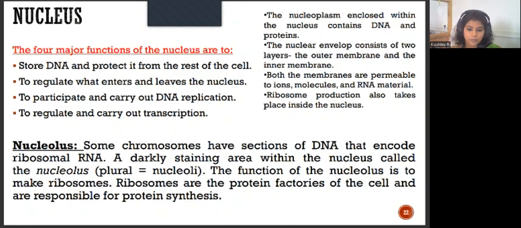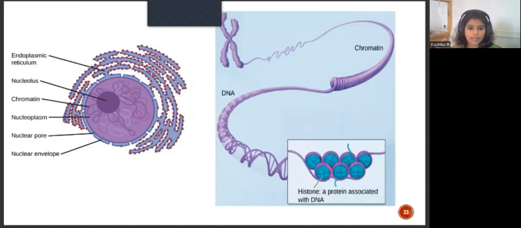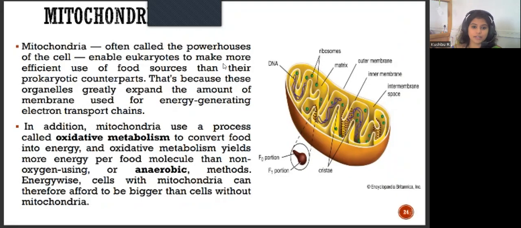Proteins are combinations of amino acids, and they make up secretory products and metabolic components. So protein synthesis is very important in a cell, for which numerous ribosomes need to be produced, and the nucleolus is highly important because it synthesizes ribosomes. Ribosomes are the protein factories of the cell and are responsible for protein synthesis. Then comes the mitochondria.